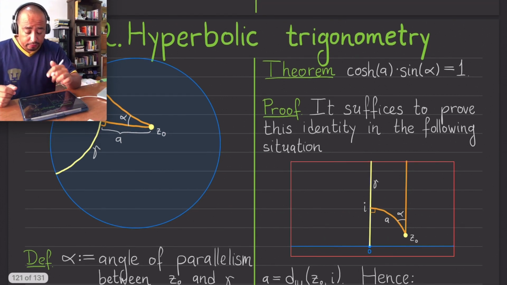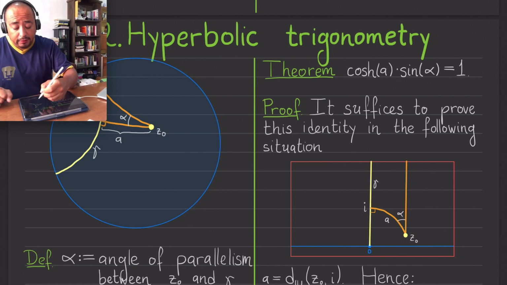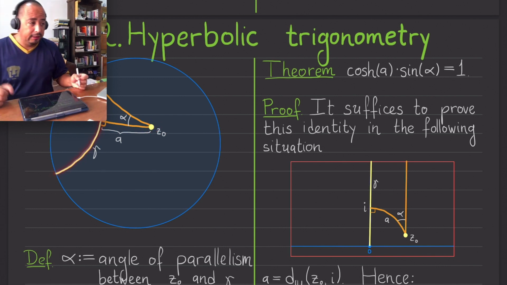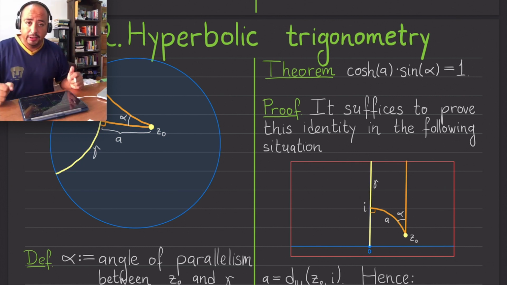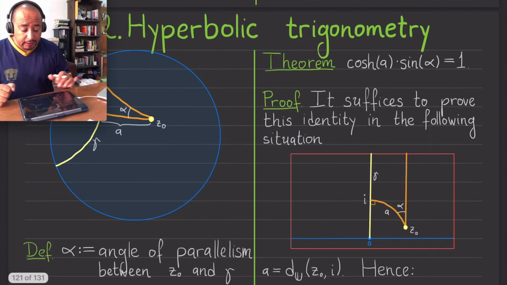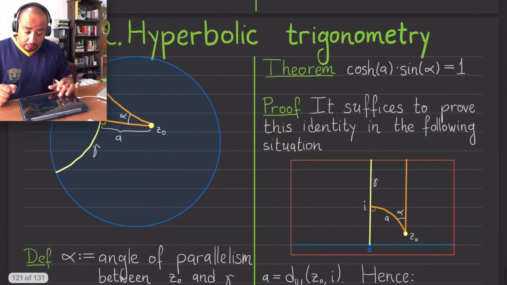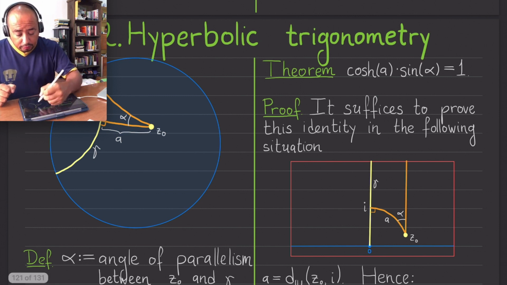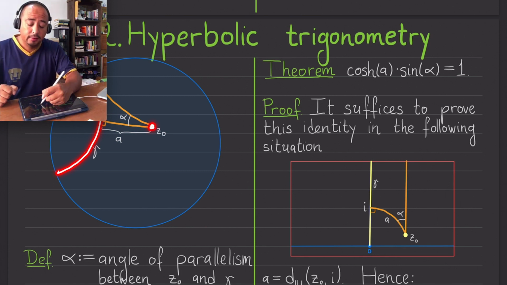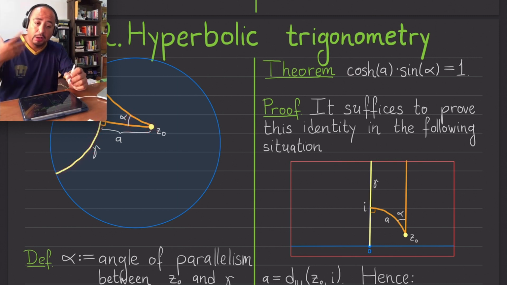Okay, so it's the angle of parallelism, let's say, determined by the original point Z0 and the original shortest curve gamma, right? So determined by the initial data. And of course the problem then becomes: given gamma and given Z0, how do I determine the angle of parallelism? So how do I compute it?